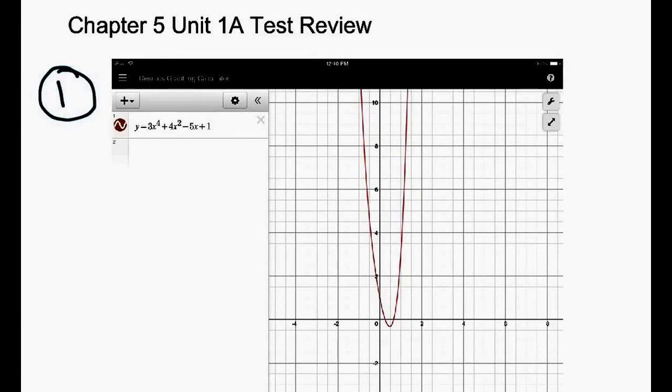This is the Chapter 5, Unit 1A test review. Problem number 1 asks you to describe the end behavior of the function p of x is equal to 3x to the fourth plus 4x squared minus 5x plus 1.